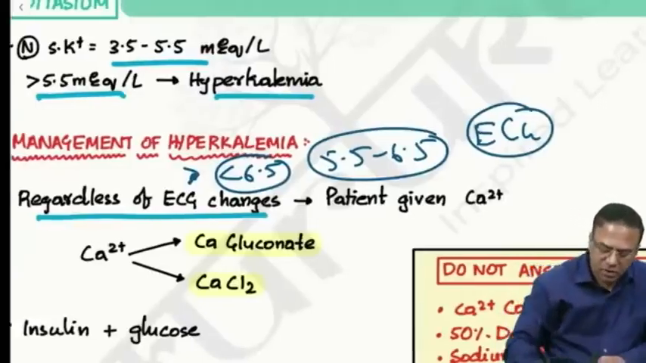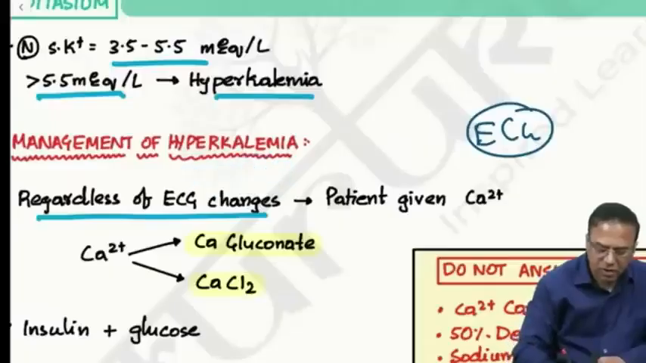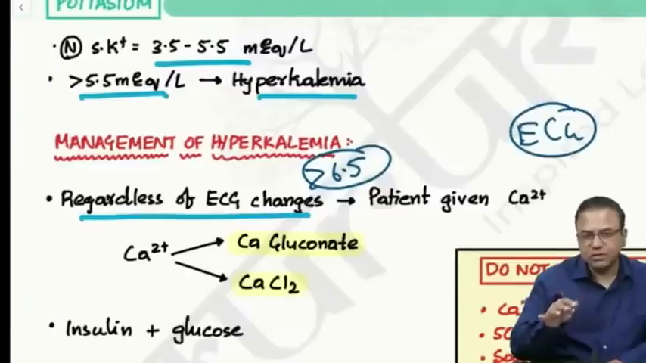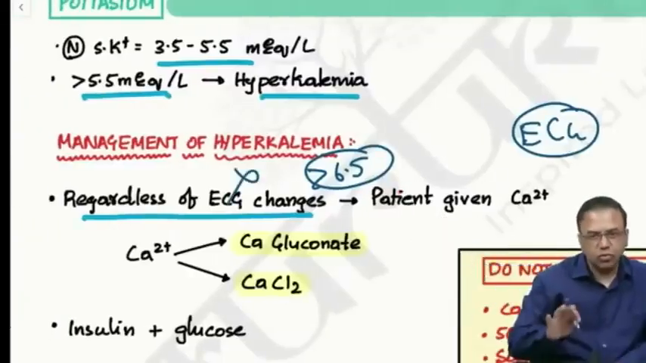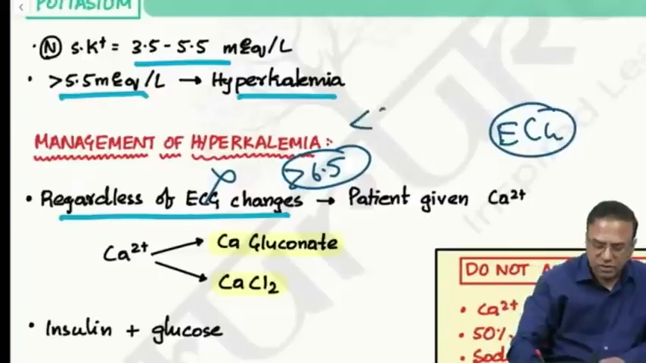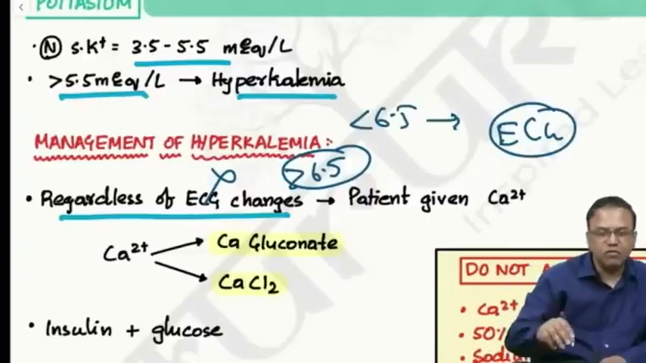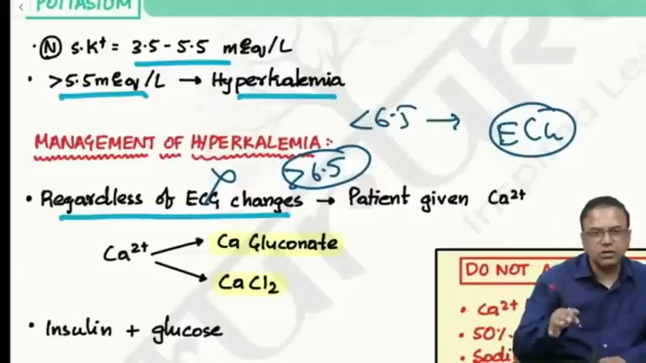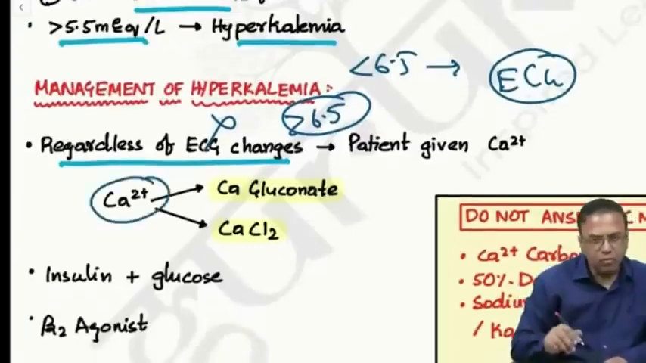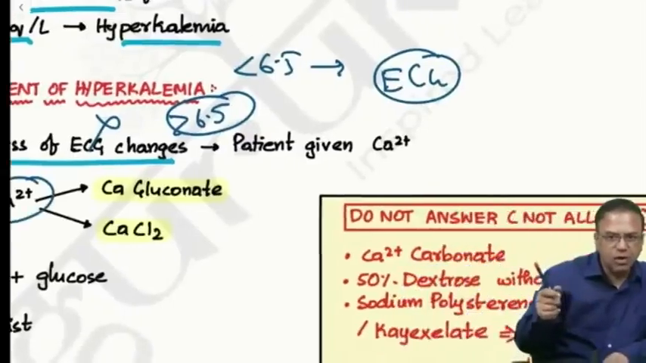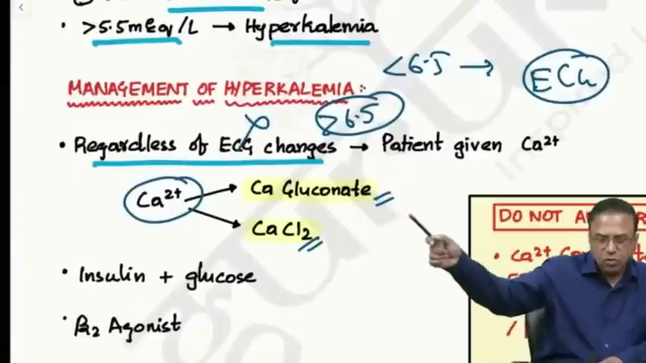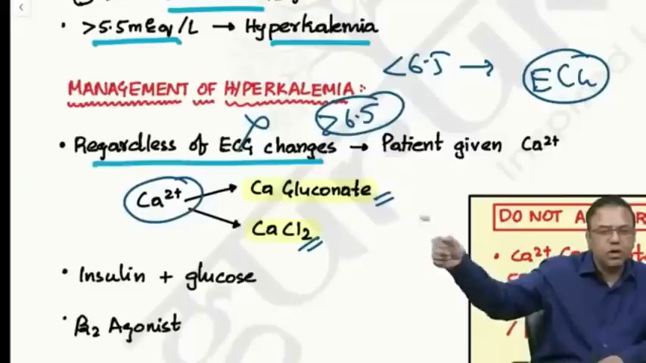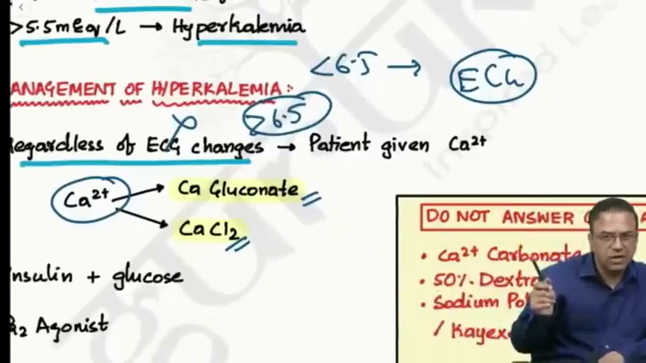But if the patient has a potassium more than 6.5, such a high potassium cannot occur by lysis of the cells. This actually is true hyperkalemia. Here we don't care about the ECG. So to summarize, below 6.5 the ECG is important. Above 6.5, don't care whether the ECG is showing changes or not. You give calcium. Important point, don't give chalk powder, don't give calcium carbonate. What you need to give is gluconate and chloride. Gluconate slow, chloride fast. That's the difference in how you infuse them. But don't give calcium carbonate.